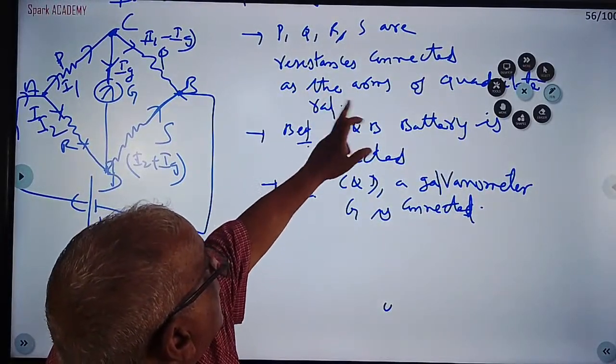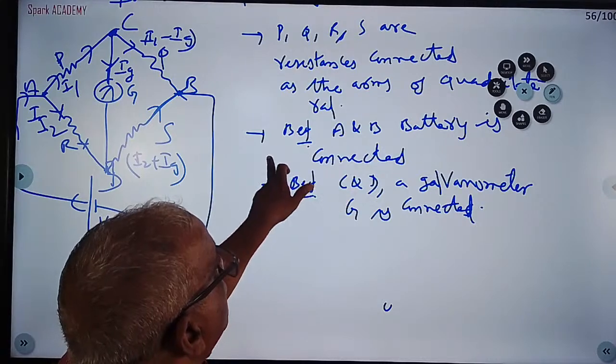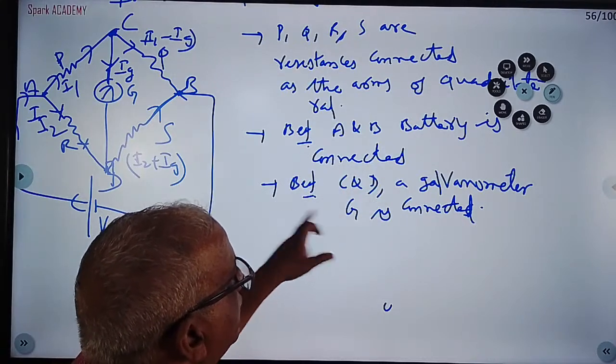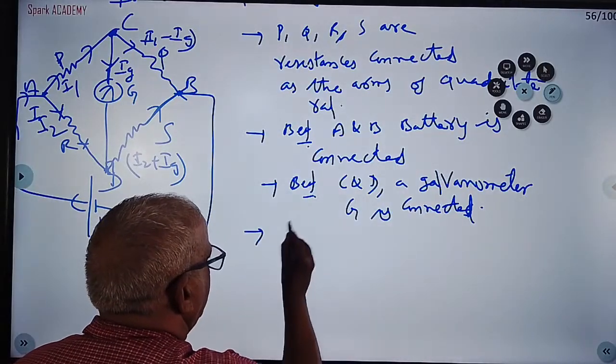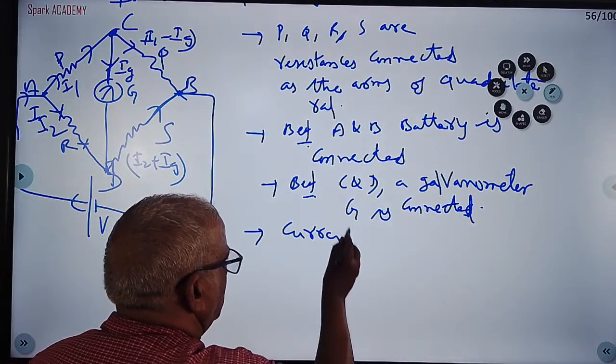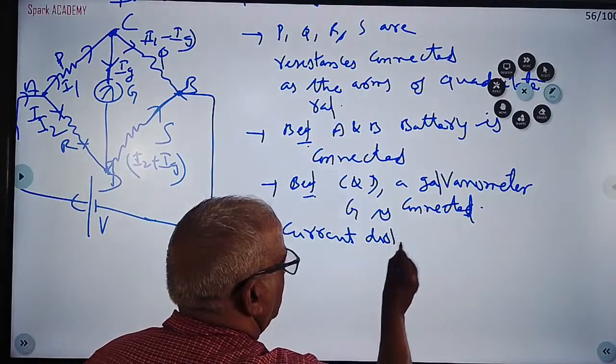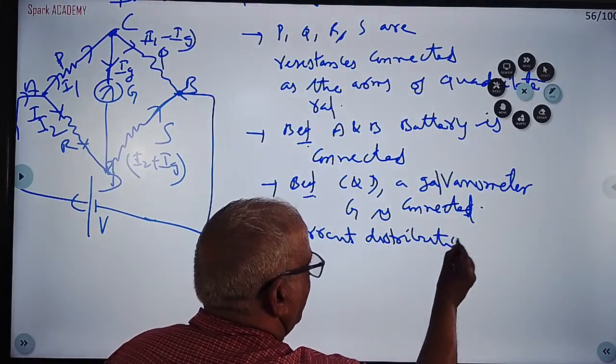P, Q, R, S are resistances connected in the arms of a quadrilateral. Between A and B, the battery is connected. Between C and D, the galvanometer. Okay, the current distribution is done like this.